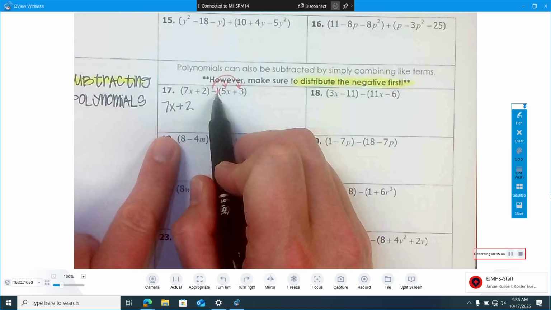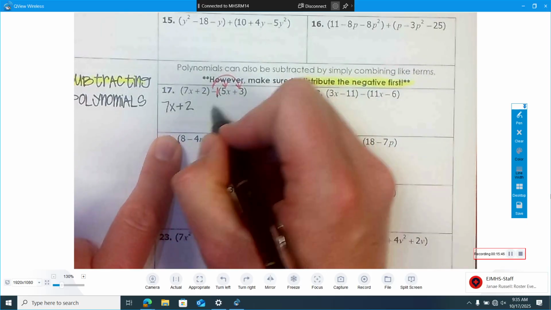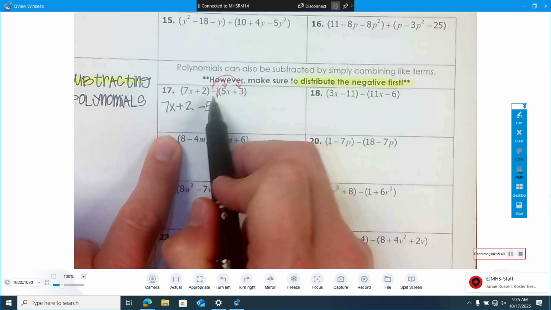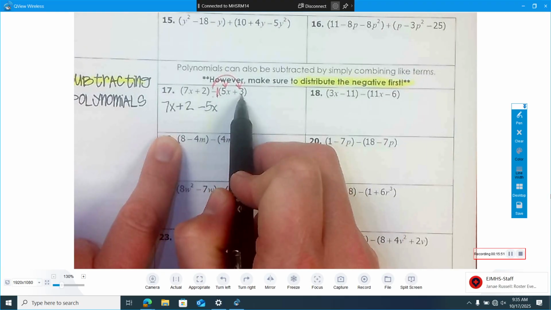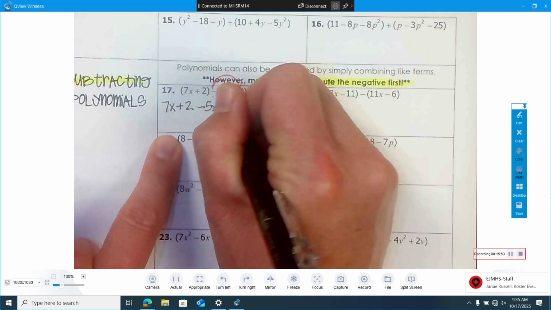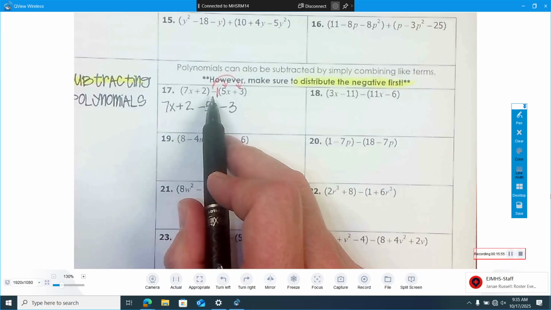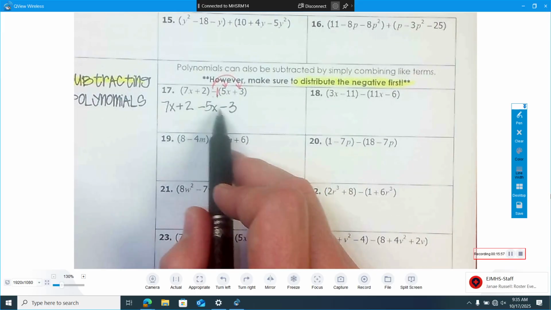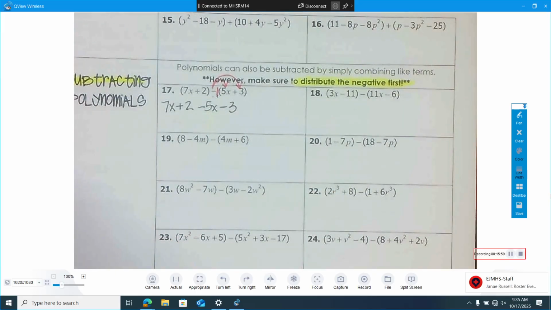What is negative times 5x? Negative 5x. What's negative times +3? -3. So the subtraction sign is going to change the signs of everything after it. So we have to be a little bit careful. But now we just have to combine like terms. So distribute the negative just like we did yesterday. We distributed, then we combine like terms.